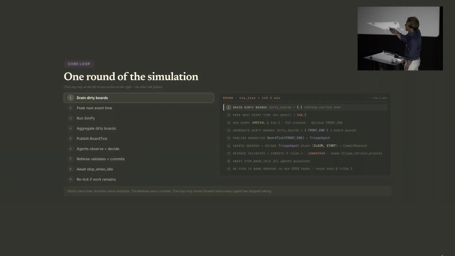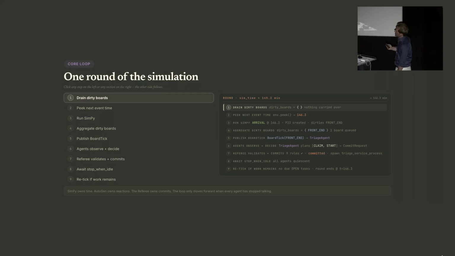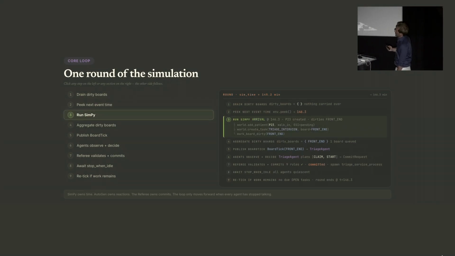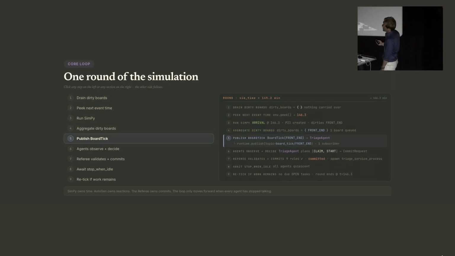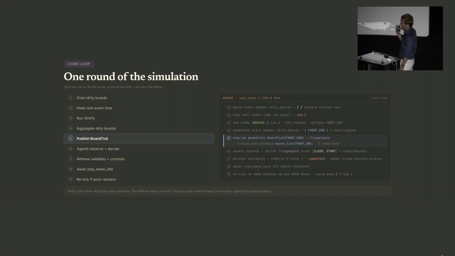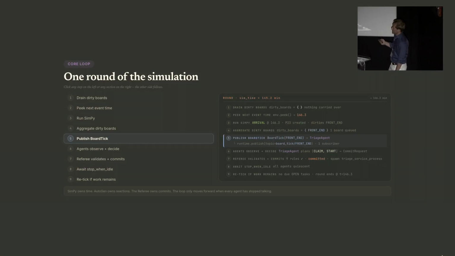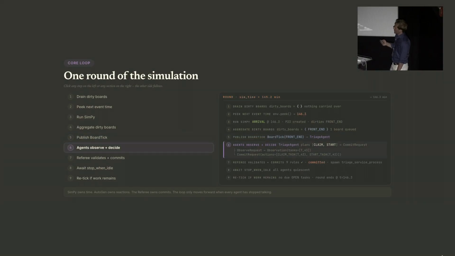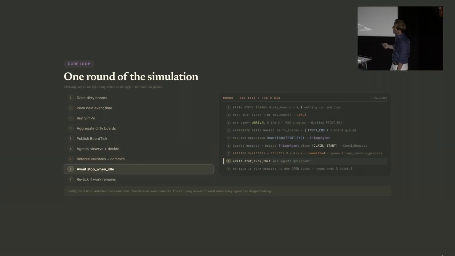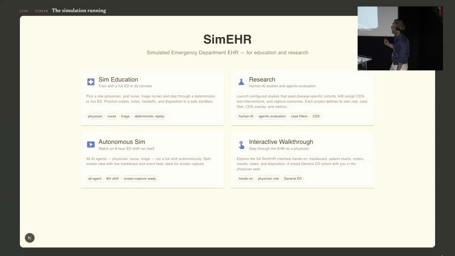So just from a time standpoint, I'll skip over this. This is just looking at one round of the simulation, walking through what gets pushed. The basic idea is that you have what in this system are called dirty boards. I don't necessarily like the terminology, but they're basically a task list that gets popped up, and then there's a scheduler that figures out who and what is supposed to be doing next from a task standpoint.